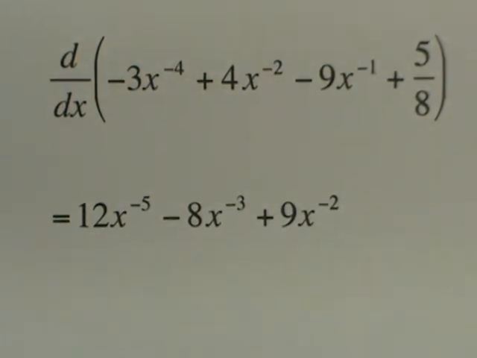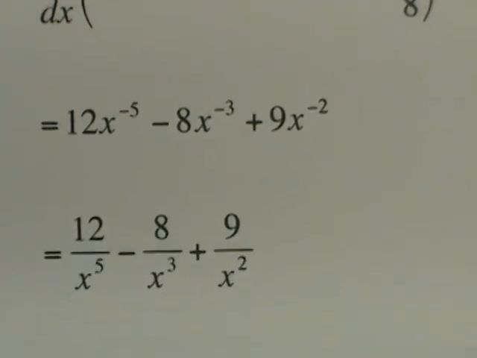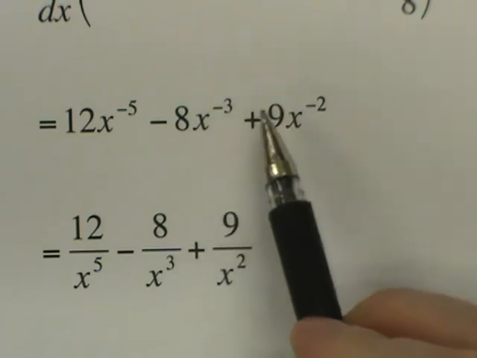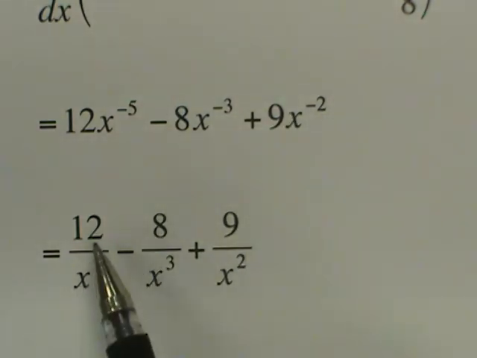On the next line, you'll see that I drop the x terms back down, as you're not allowed to have negative exponents in your answer. So I have 12 over x to the fifth minus 8 over x cubed plus 9 over x squared.